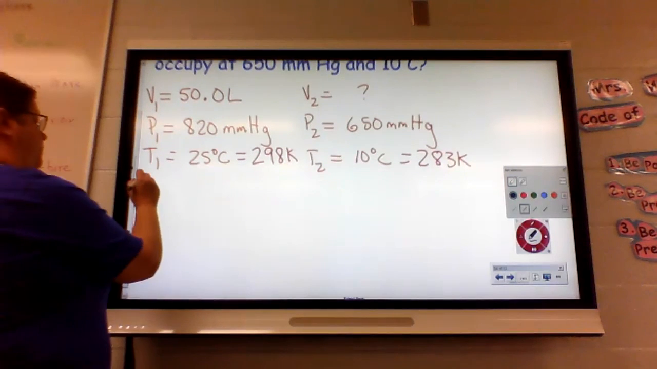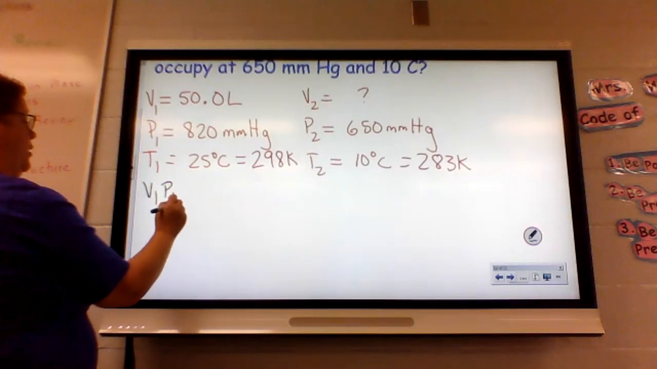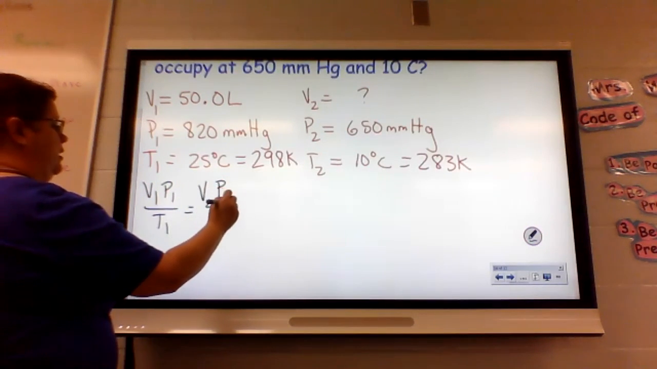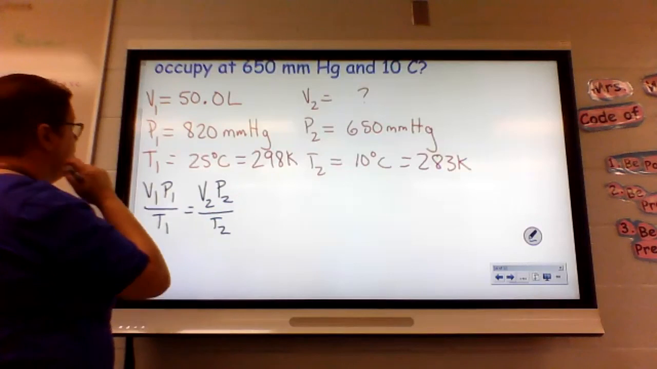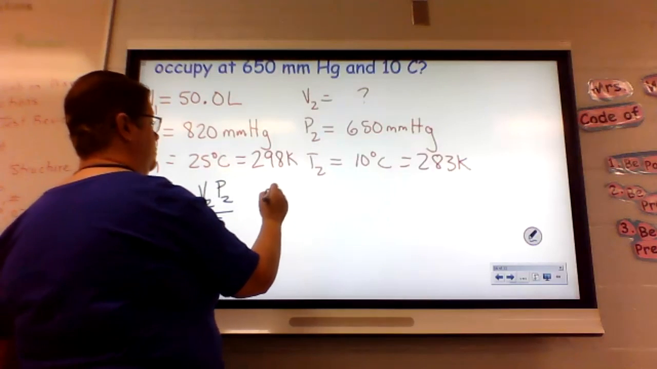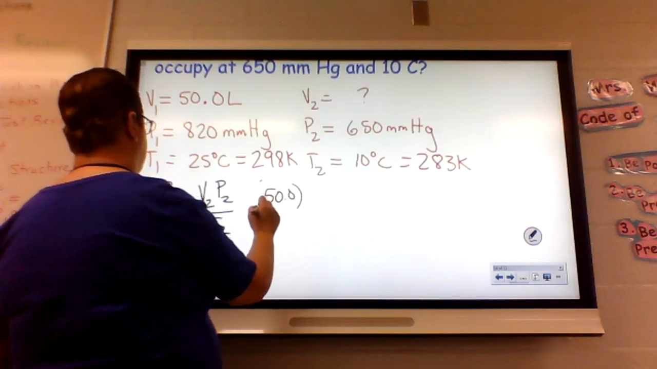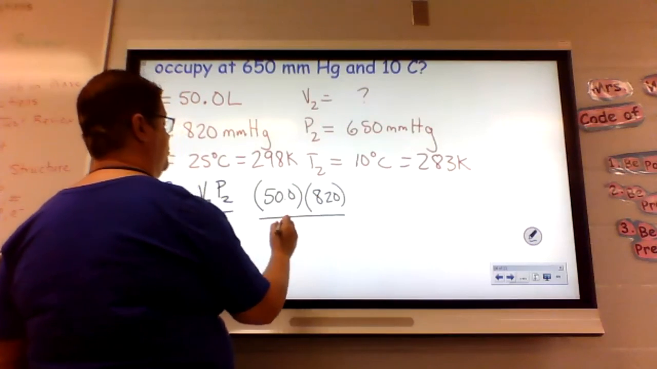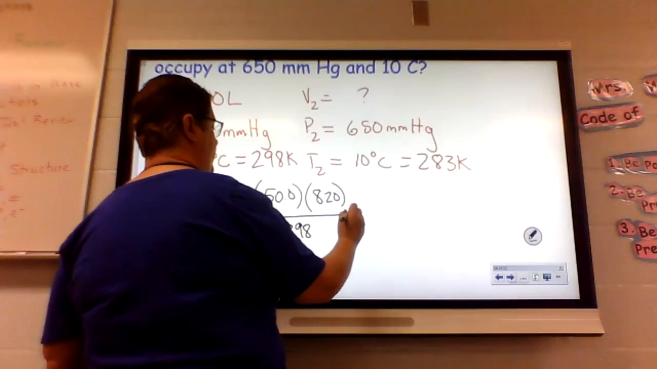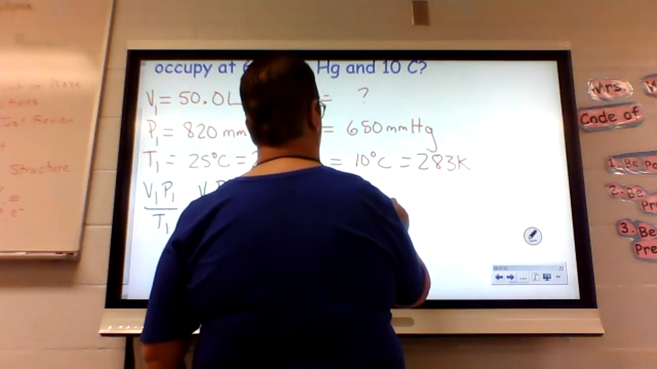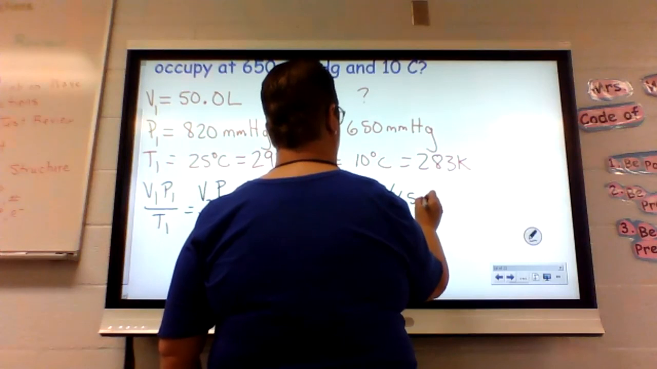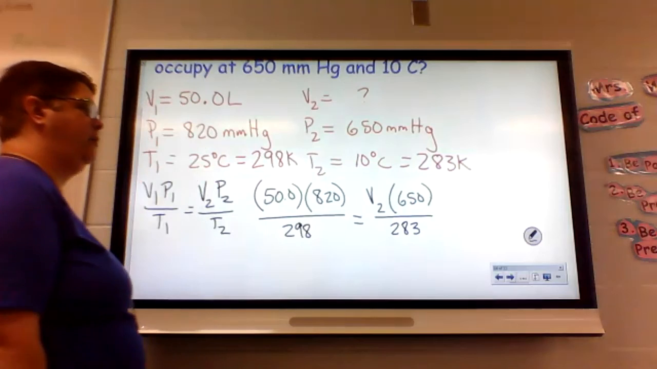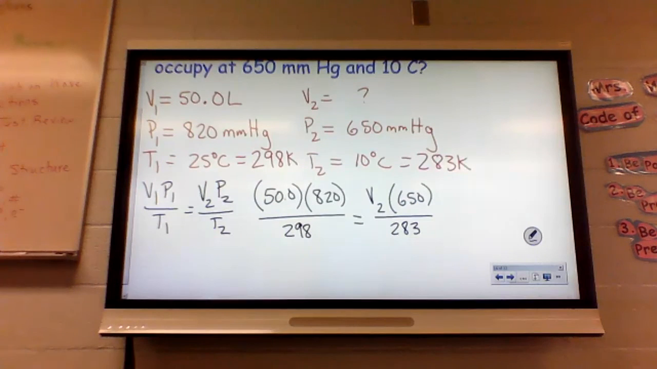So, using our formula, V1 P1 over T1 equals V2 P2 over T2. So my first volume is 50. My first pressure, sorry, is 820. And my first temperature is 298. V2, 650, and 283. Is everybody okay with just plugging in numbers we came with?